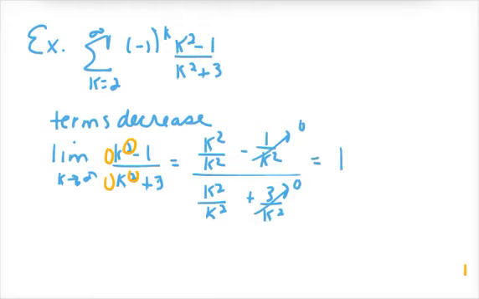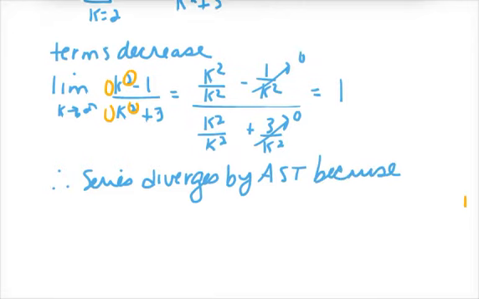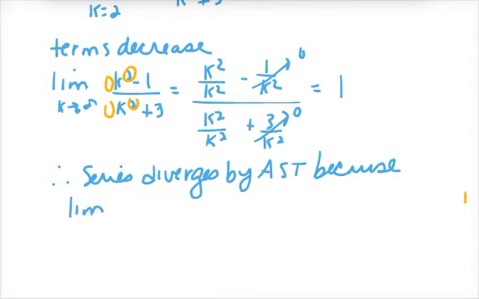Since the limit of the AK terms is 1 and it's not equal to 0, this series diverges by the alternating series test. So the series diverges by the alternating series test because the limit does not equal 0. Okay, so that's an example of the alternating series test, and we'll do some more problems.